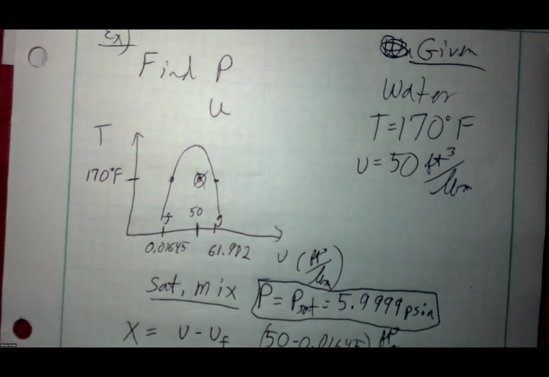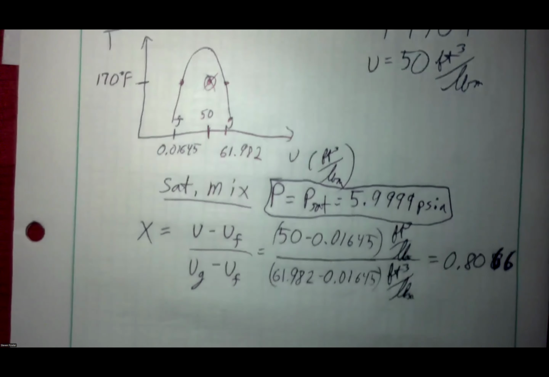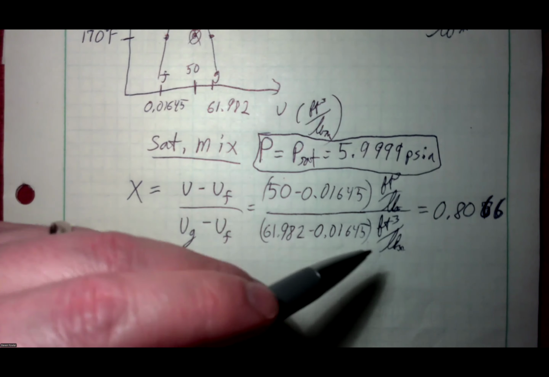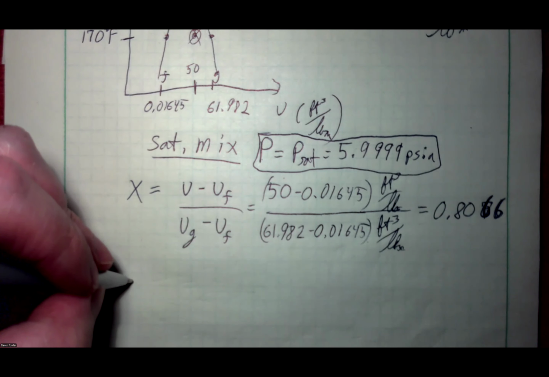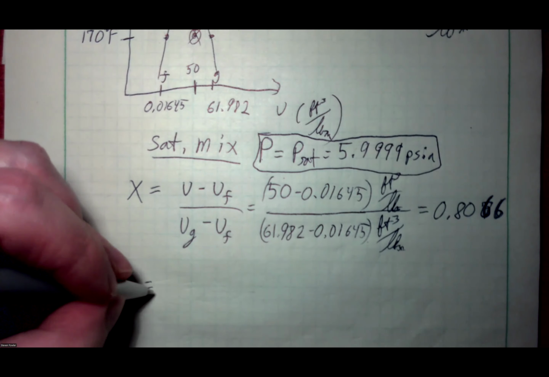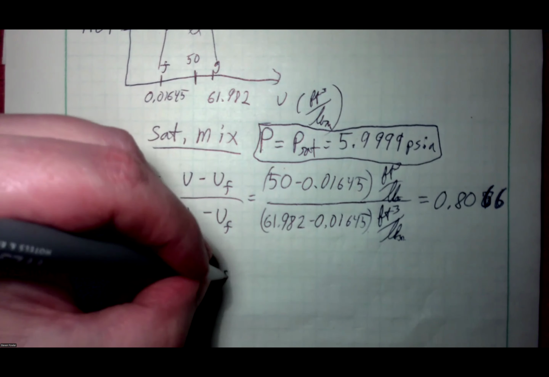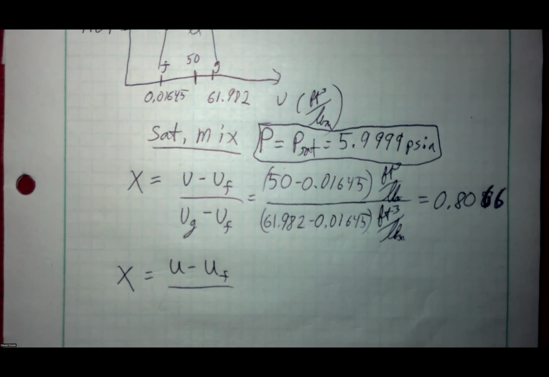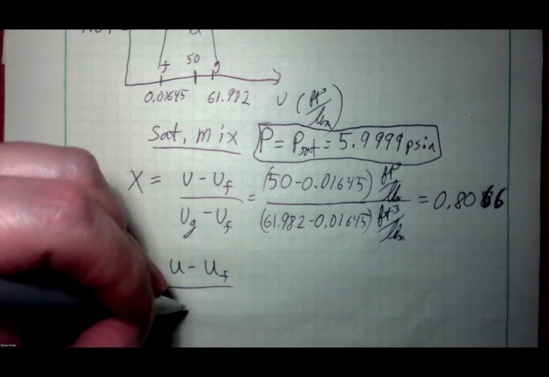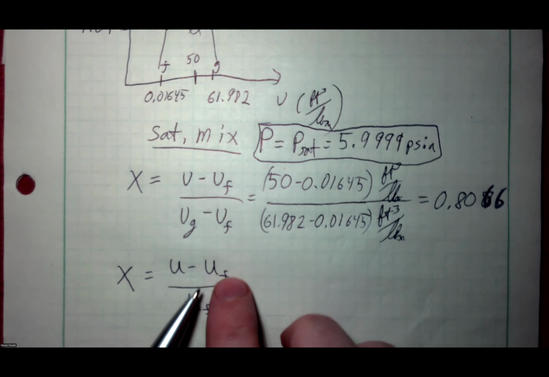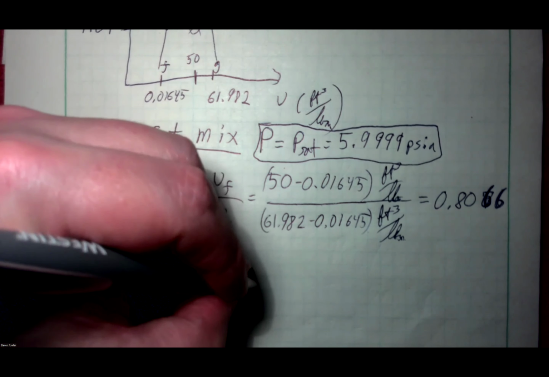Now, the other answer I'm looking for is the internal energy. I need to find the internal energy. How do I find that? Well, I figured out how much of this is in the vapor phase. I figured out the quality. I can use that same quality then on the other properties, U, H, and S, meaning U minus UF divided by UFG will also be equal to 0.8066. Now, I don't know U, that's what I'm after, but I can find these two properties here, right?